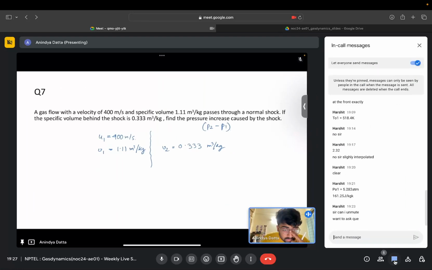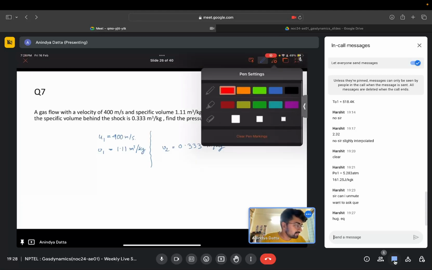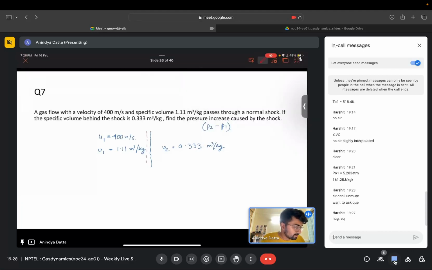So how will we go ahead with this problem? Any idea, anyone? Yes, you have to refer to the Hugoniot equation. Actually we don't need to go to the Hugoniot equation here. We can simply apply what we call our control volume analysis. So this is our 1, this is 2, and we know the values.